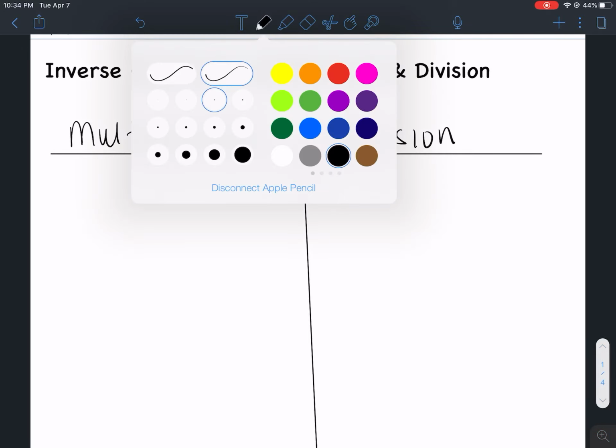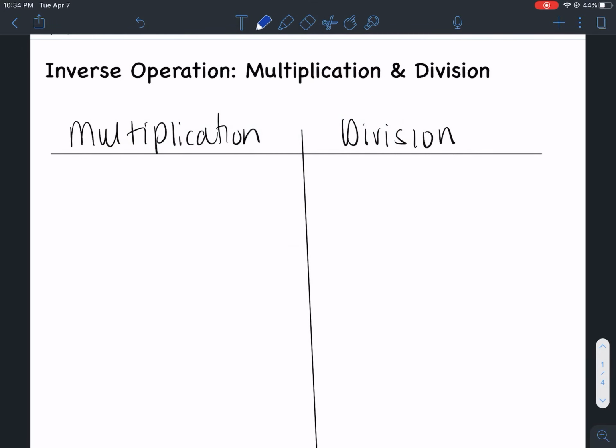Good morning, y'all. Today we're going to talk about inverse operations, multiplication, and division. Yesterday we did the inverse operation of addition and subtraction. We talked about how an inverse operation undoes the operation. So the opposite of addition would be subtraction, and the opposite of subtraction would be addition. Now we're going to focus on multiplication and division, and as you can remember, these are opposites of each other.